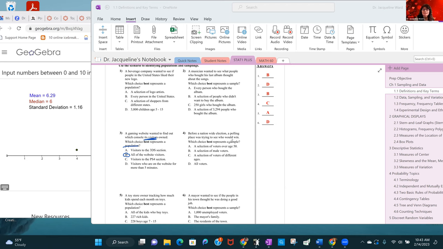And then over here, I want to be careful again. We're looking for samples. Before a nationwide election, a polling place was trying to see who would win. Which choice best represents a sample? When we're taking a sample, we want it to be representative of the greater population. So we don't just want a selection of voters over age 50. We don't just want male voters. It'd be great to have voters from all different ages, a nice cross-section, so we're getting a sense of everyone in that entire population.